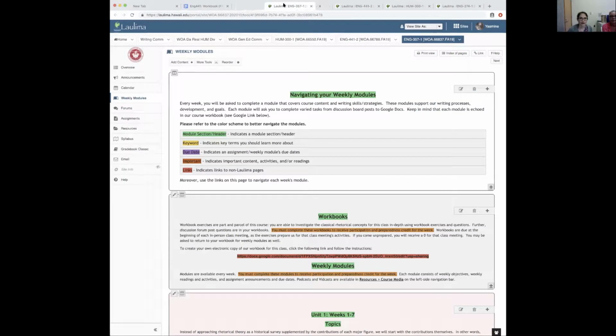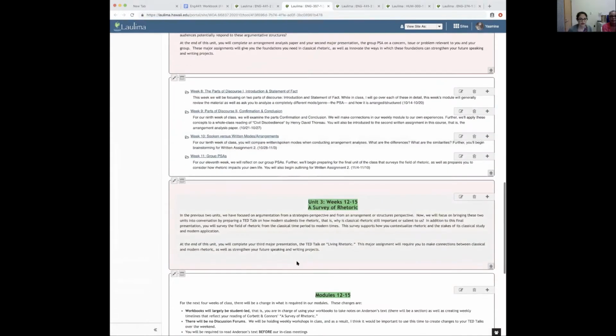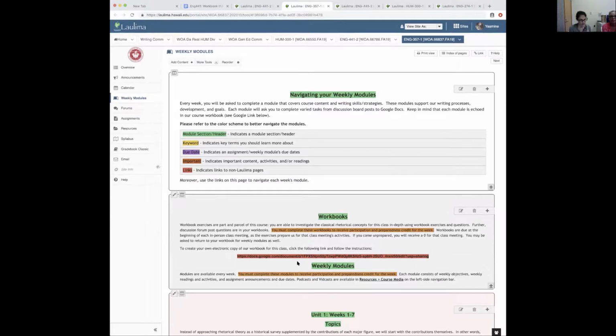And so 357, my rhetorical theory class, also has a workbook, also is split up into these different sections. And another thing that I have found that is important when you're teaching using Laulima or any online platform is trying to make it relevant. And so that relevance is important in the sense, what skills and strategies and tech can I teach my students? And what can I also teach myself?